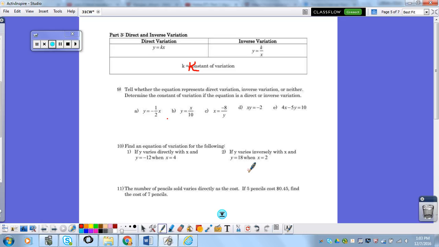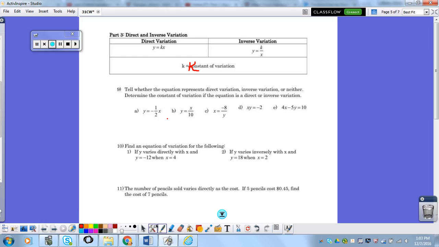Number 9, we want to determine whether the equation represents direct, inverse, or neither. So then you're going to determine the constant of variation, if it is direct or inverse. Letter A. Y equals negative 1 half x.